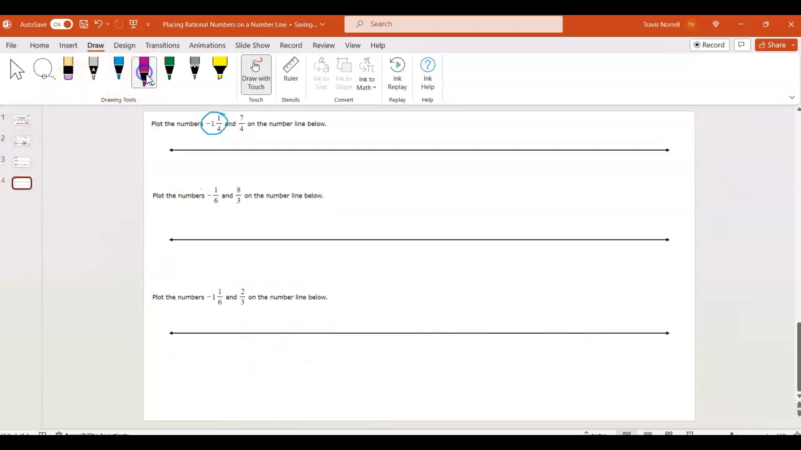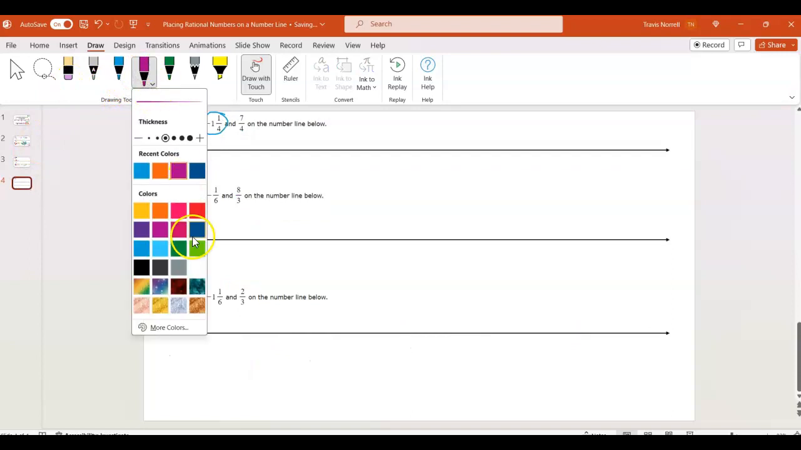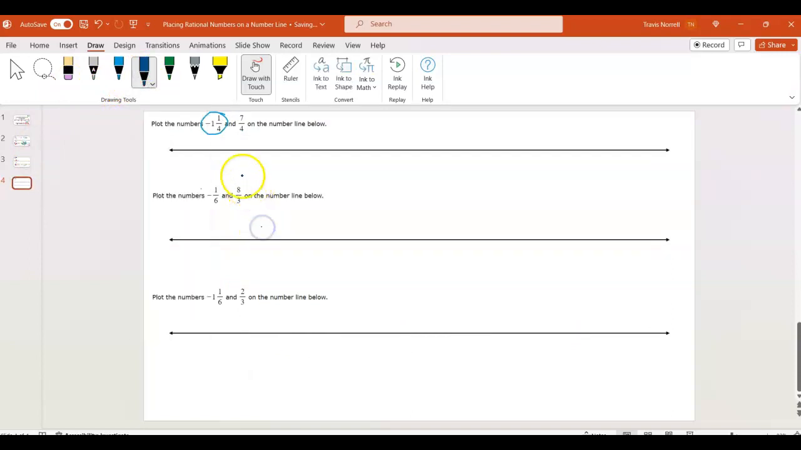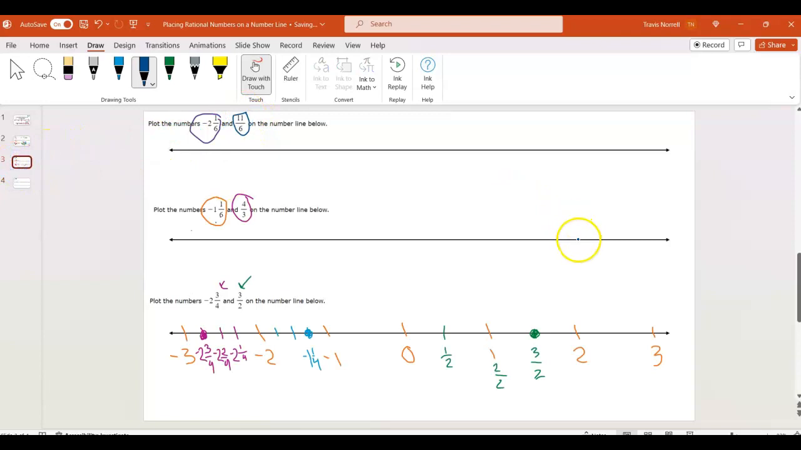How about, try a different color. Let's try navy blue. How about +7/4? Where would you find +7/4? Pause the video and see if you can find +7/4.